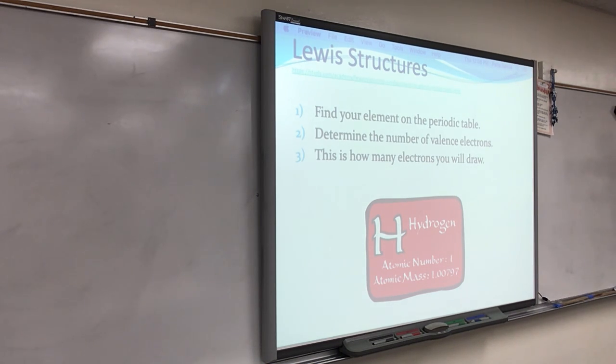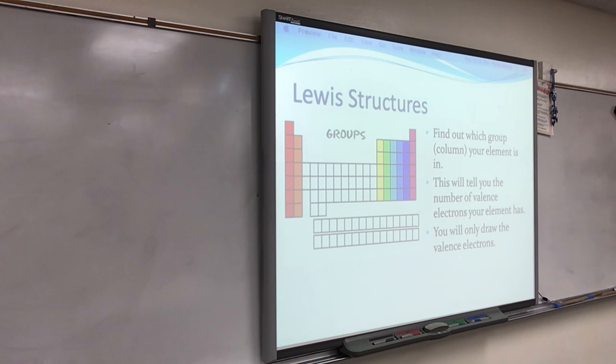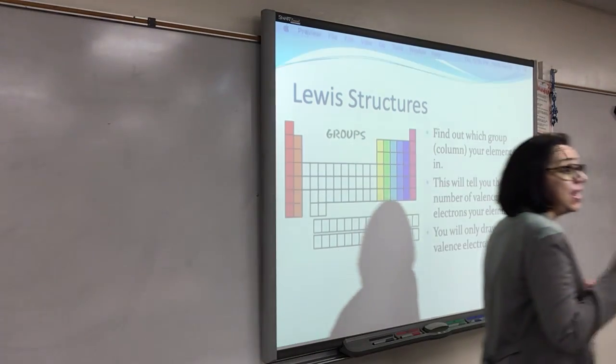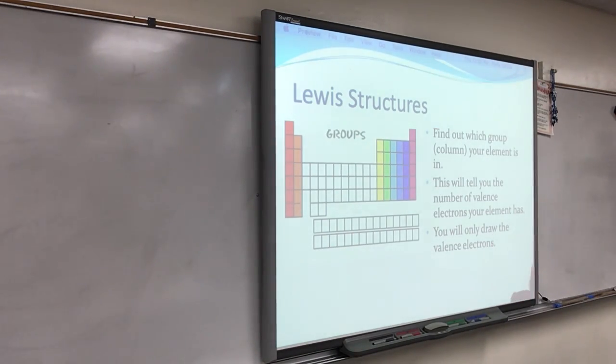Let me show you this. I don't want you to write down anything from this. I just want you to see it. We're talking about groups, and the groups will tell you how many valence electrons you're going to draw, and mainly the representative groups.